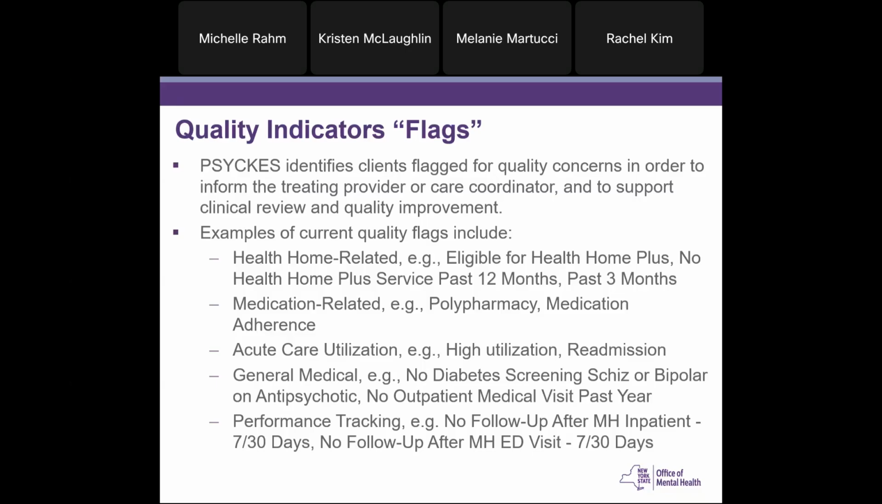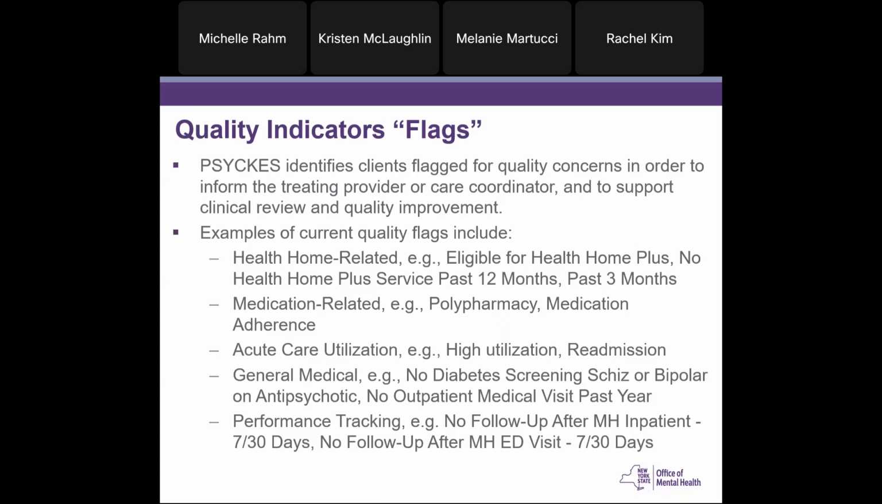Some I wanted to point out are our health home-related quality flags. An example of this would be eligible for Health Home Plus, no Health Home Plus service in the past 12 months or the past 3 months. And then we have medication-related flags. An example of this would be polypharmacy. This could be somebody who is on multiple antipsychotics or multiple antidepressants. And then we have low adherence flags, and an example of this would be a client who has schizophrenia and started an antipsychotic medication, but they didn't remain on that medication for 80% or more of their treatment period.